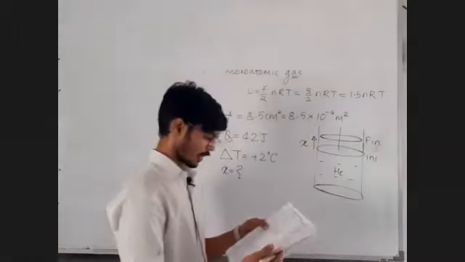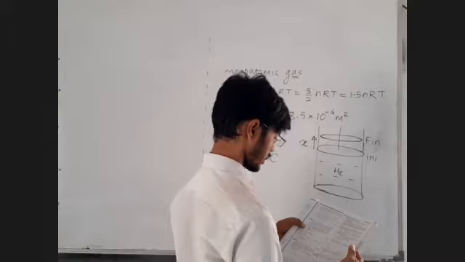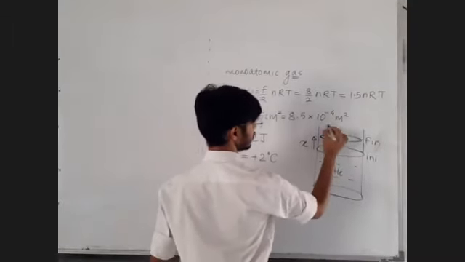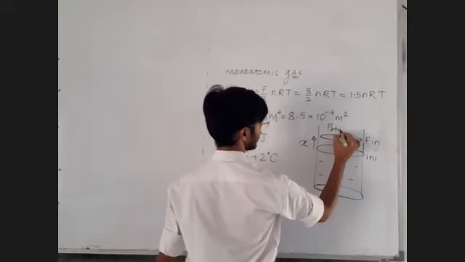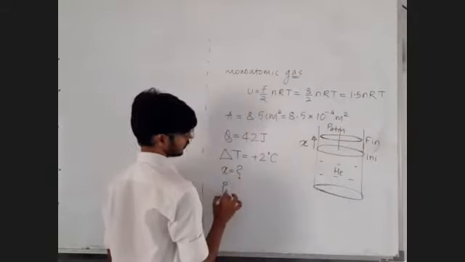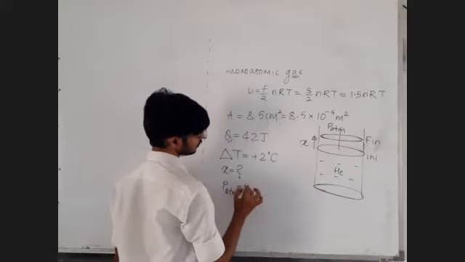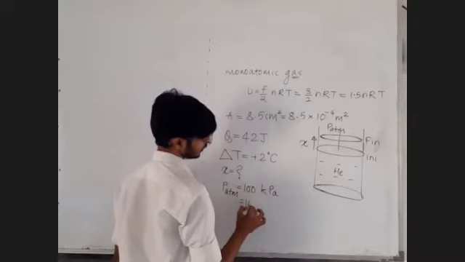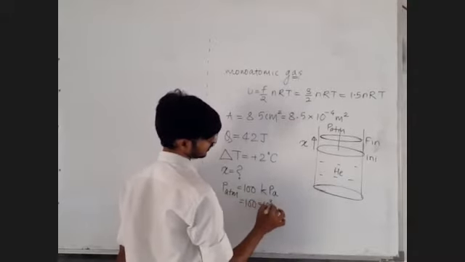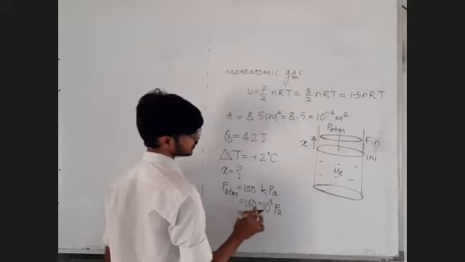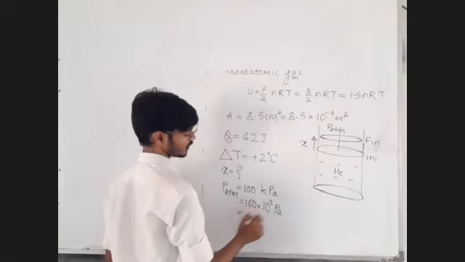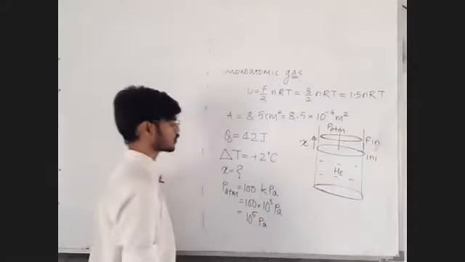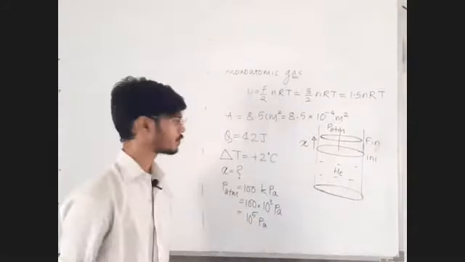Given that atmospheric pressure is 100 kilopascal. Here the atmosphere will be there, and that atmospheric pressure is given in the question as 100 kilopascal. 100 as it is, kilo means 10 raised to 3, pascal as it is. So 10 raised to 2 multiplied by 10 raised to 3 is 10 raised to 5 pascal. So they want you to take this atmospheric pressure as 10 raised to 5 pascal.